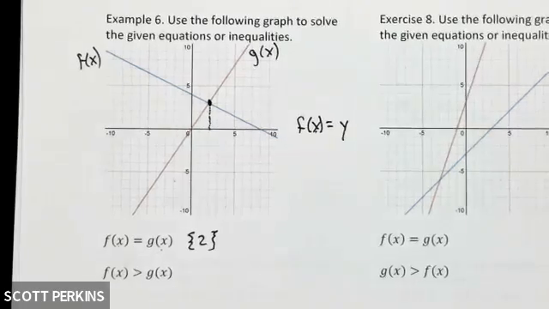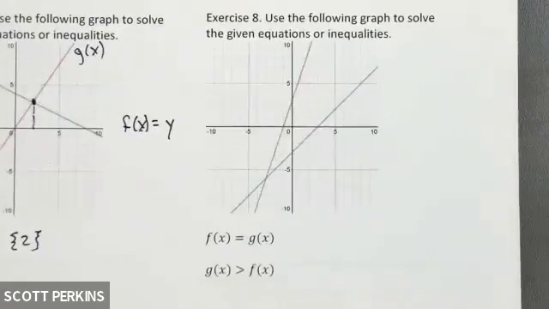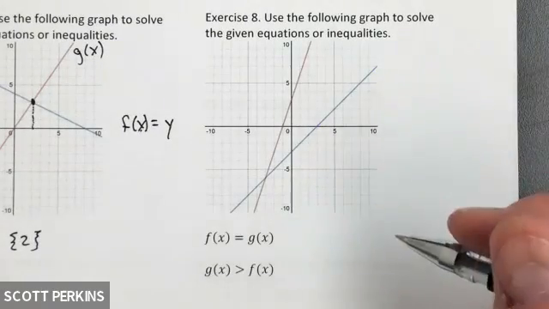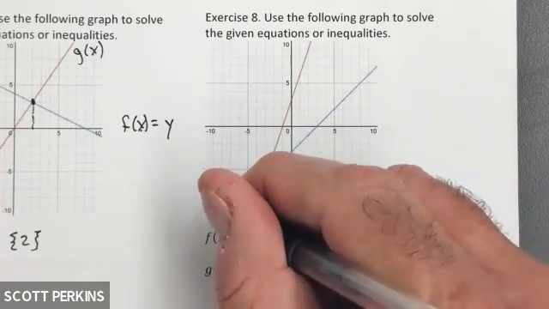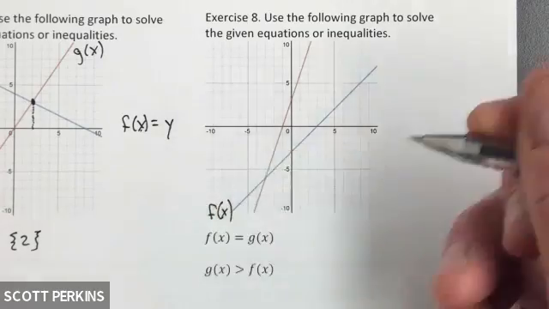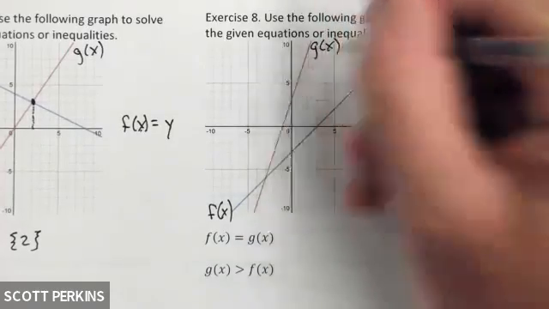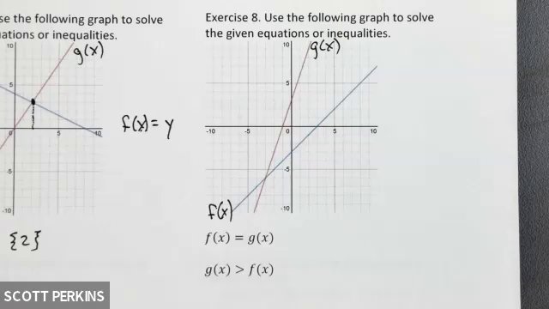Before we do the inequality, we're going to slide the sheet here to the left. And again, we're going to label the blue graph f of x and the red graph g of x, for better or for worse. And I would like you to answer the same question for that graph. Just do the equals. What is the solution set for where f of x is equal to g of x?